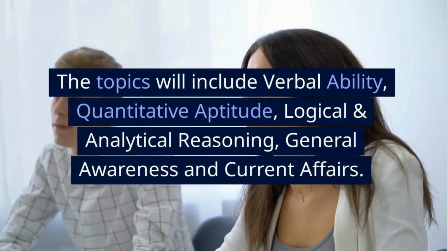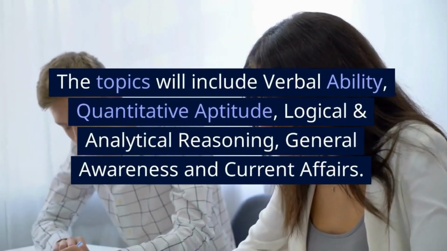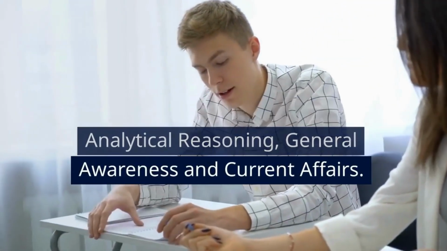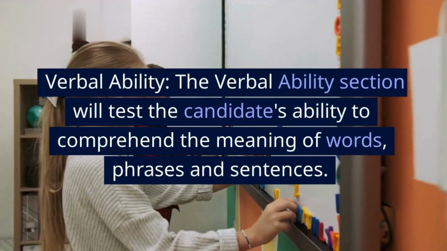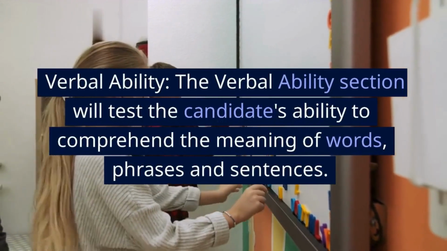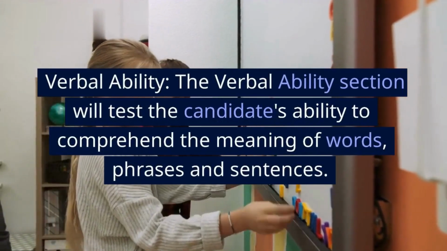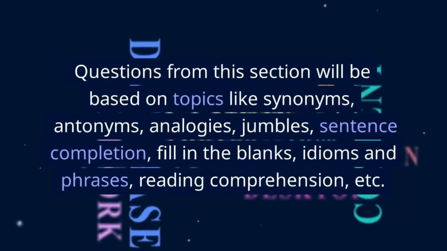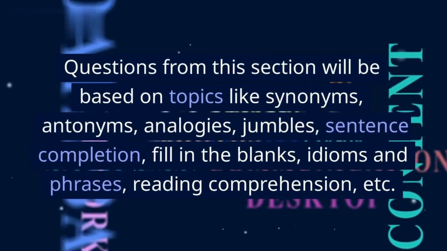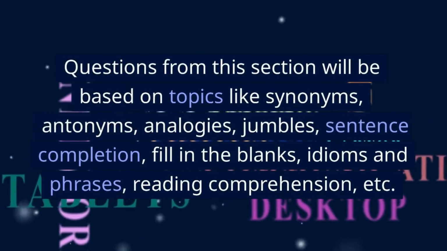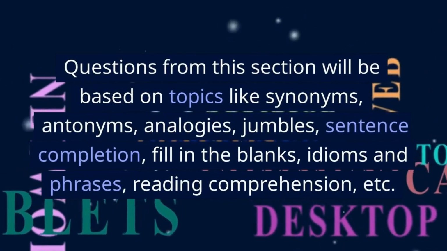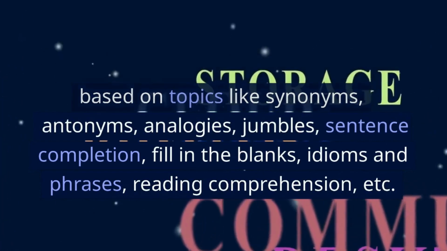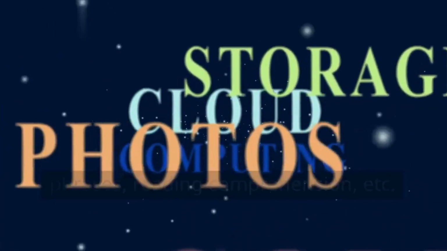The topics will include verbal ability, quantitative aptitude, logical and analytical reasoning, general awareness and current affairs. Verbal ability. The verbal ability section will test the candidate's ability to comprehend the meaning of words, phrases and sentences. Questions from this section will be based on topics like synonyms, antonyms, analogies, jumbles, sentence completion, fill in the blanks, idioms and phrases, reading comprehension, etc.